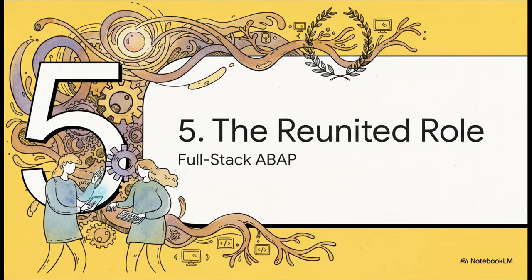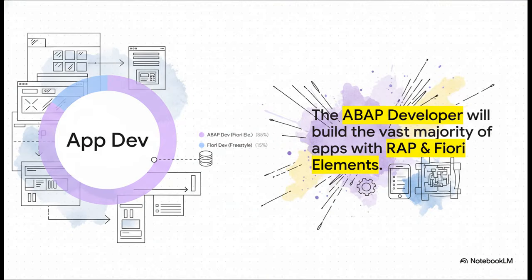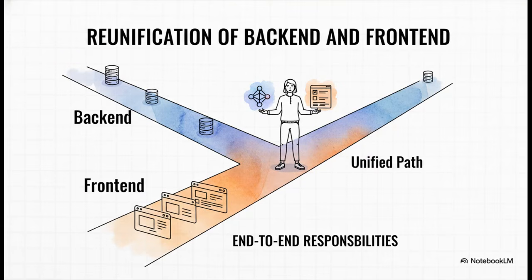So let's tie this all together. What does this all mean for the future of your job? For the ABAP developer, it means the role is finally being reunited. Just look at this breakdown. For the huge majority of business ops, we're talking 80 to 90%, the modern ABAP developer is becoming a full-stack developer again. You'll build the RAP business object, and you'll deliver the Fiori Elements UI. Now, that specialist Fiori developer is still vital, but they'll focus on that smaller slice of truly complex, unique freestyle apps.